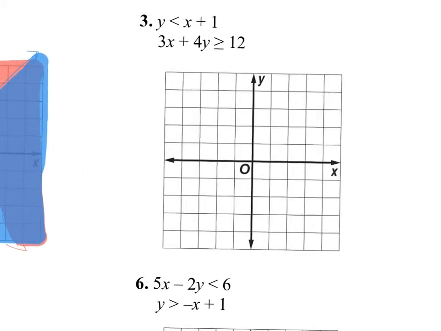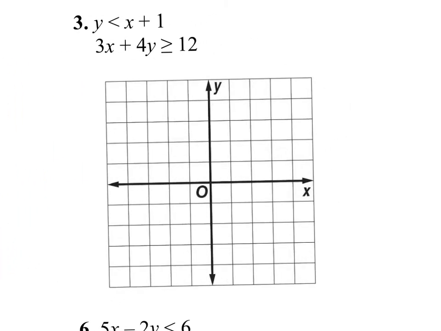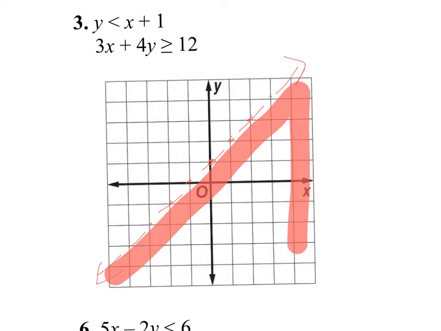Okay? All right, when we look at number 3 here, the first one's already ready to roll for us, so that's kind of nice. We're going to start at 1, and again, do a slope of 1, up 1 over 1. And we're going to have a dotted line in this case. And it says y is less than. So less than means shade down.